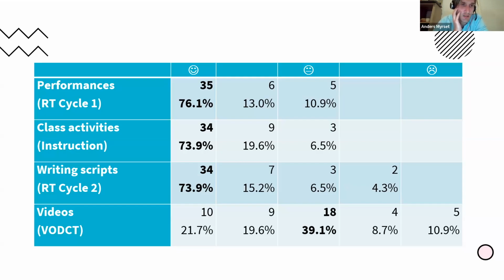So Readers Theatre, cycle 1 and 2, and instruction. Whereas the videos, they're not so positive about. The majority there are kind of in between. And I said I wouldn't talk about these, but I chose to include them anyway, because I think that this shows how the learners were honest in their responses, that they didn't necessarily feel like they had to be positive about everything.